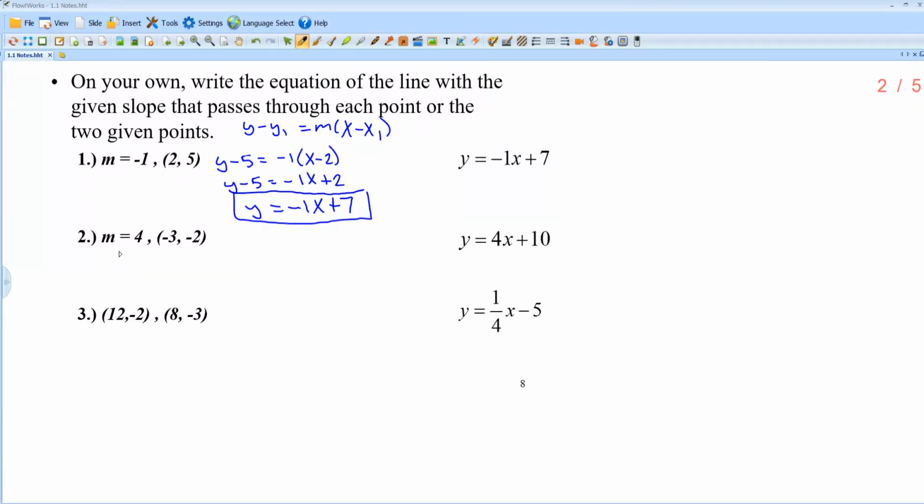All right, slope of 4 and going through the point (-3, -2). So we'll have y plus 2, again, because it's minus negative, equals m, which is 4, times x plus 3. This gives me y plus 2 equals 4x plus 12. And subtract this 2. So I get y equals 4x plus 10.